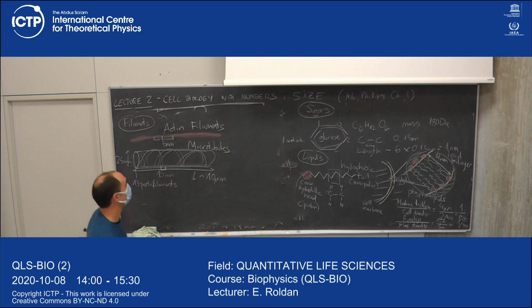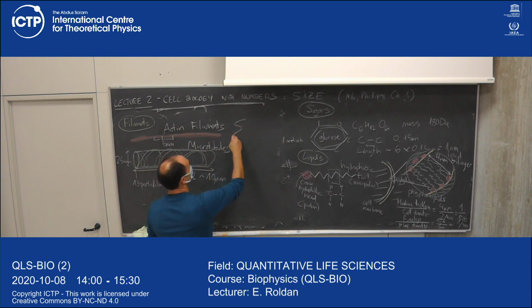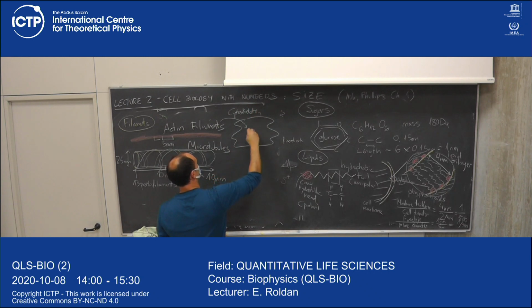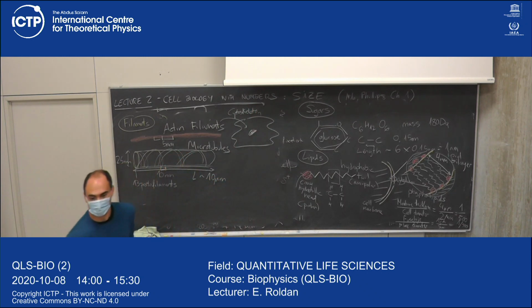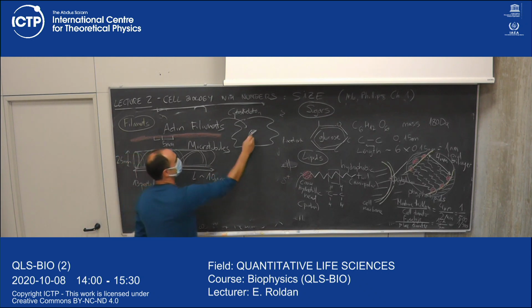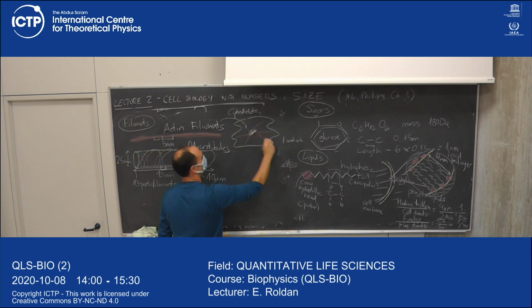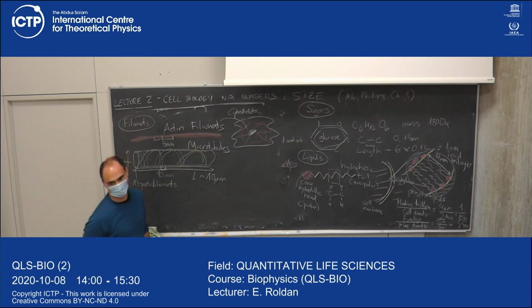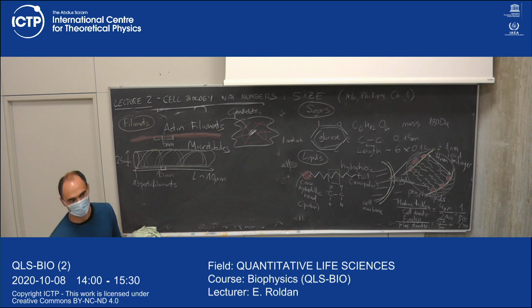Just to tell you a little bit about their function. Actin filaments form the so-called cytoskeleton, which is like the bones of the cell. They form fibers that are all around the cell. Actually, the muscles are made of this, actin and myosin. Actin are the fibers, and myosin are the motors that pull the fibers.